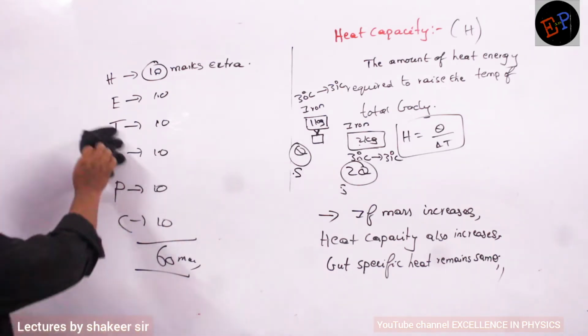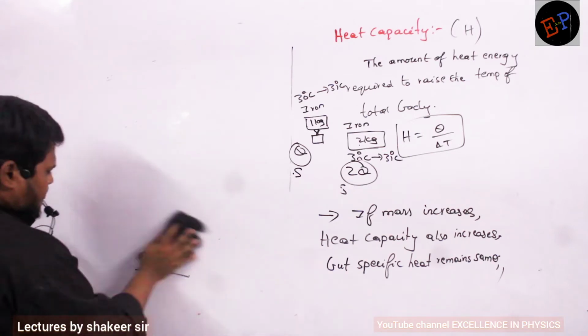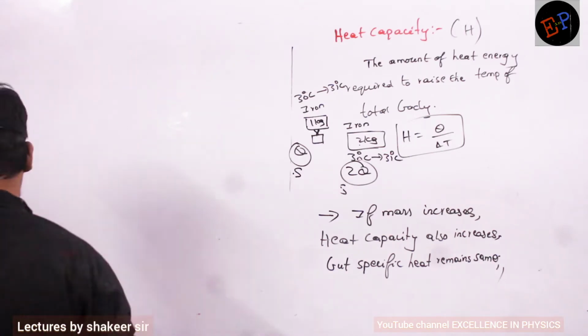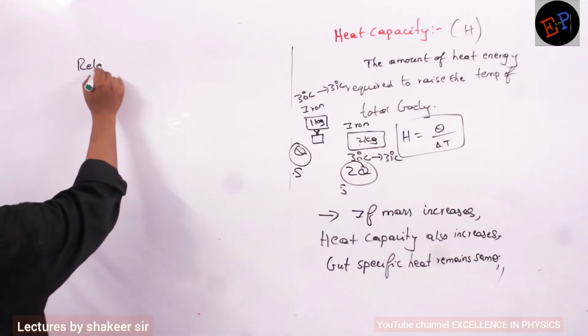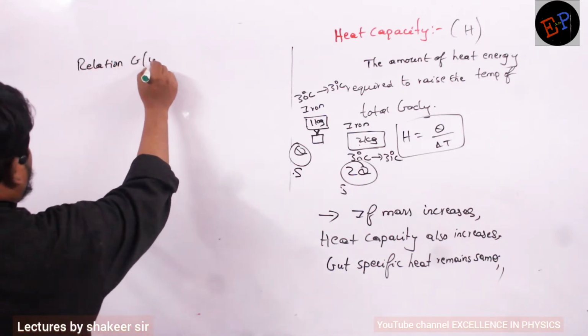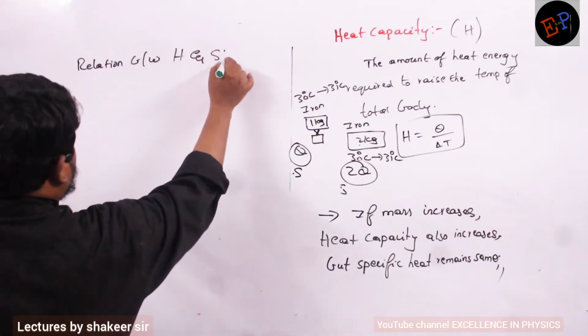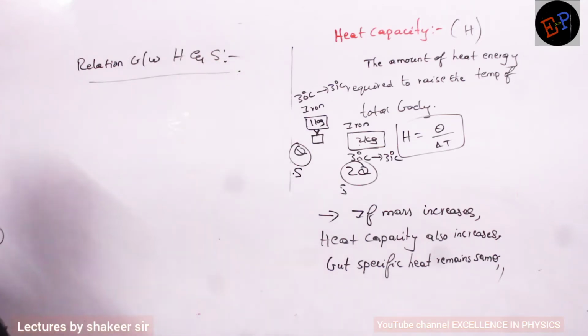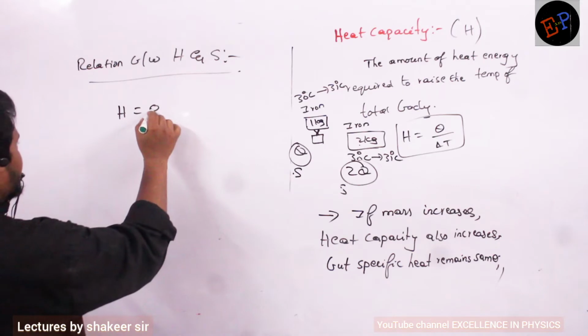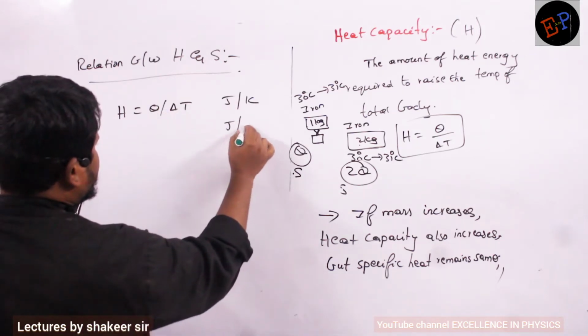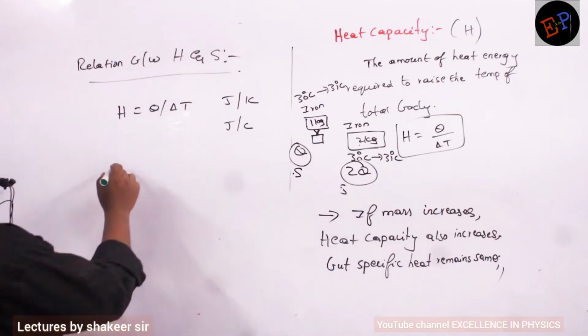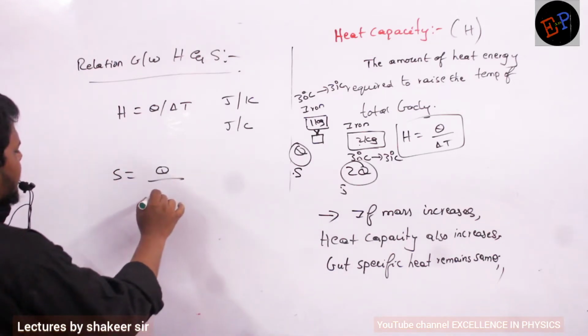Now, how can I write a relation between heat capacity and specific heat? Just derive both of them. H is equal to Q by delta T, no? The unit is joules per Kelvin or joules per degree Celsius. Clear? And specific heat is what? Q by M delta T.